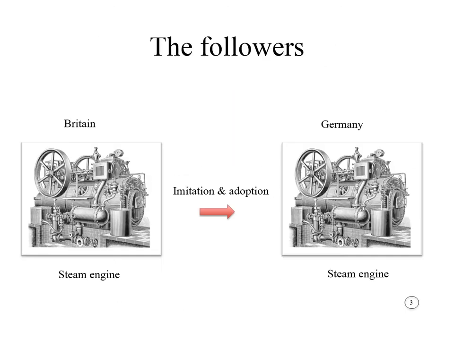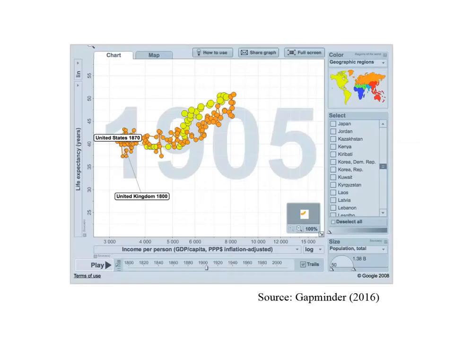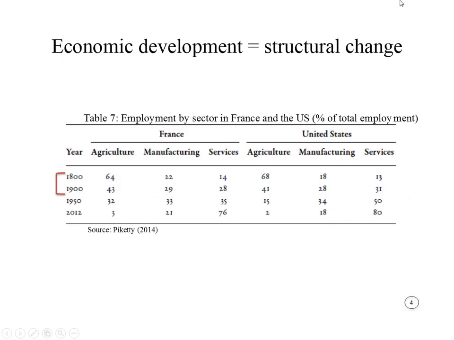Now, if you look at it, it's not just the total output, it's the employment as well. As countries develop, the share of agriculture in total income declines. Also, the share of agriculture in total employment declines. You could see in the beginning of the 19th century, 64% of French were in the agricultural sector. Today it is only 3%.